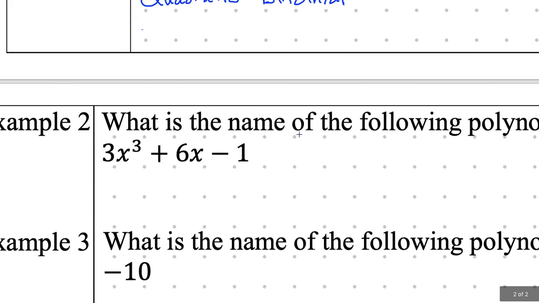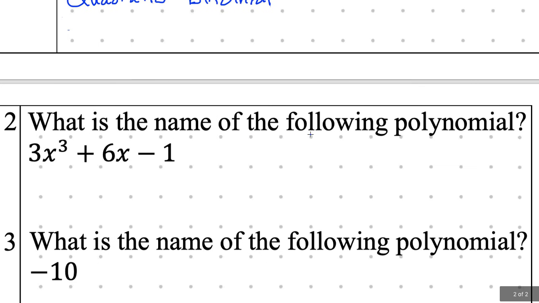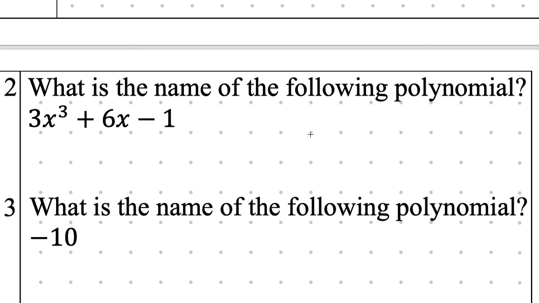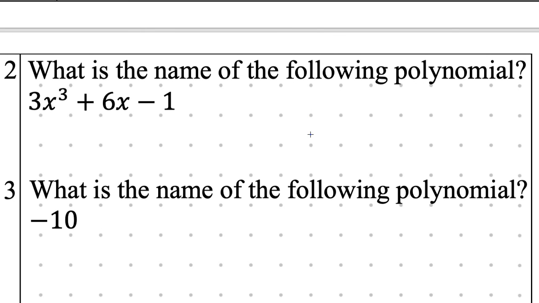Let's try example number 2. What is the name of the following polynomial? I don't want to find out. Is his name Steve? It might be. Is it numberist of me to assume that his name is not Steve? Wyatt, yes. Is it a cubic trinomial? It is indeed a cubic trinomial. This is like speaking another language. I know, it totally is. And it's kind of cool to be able to speak a language that maybe most adults can't speak.